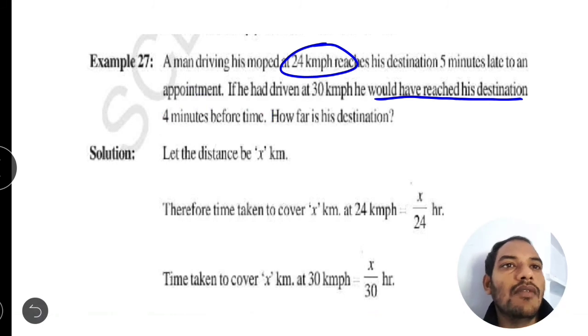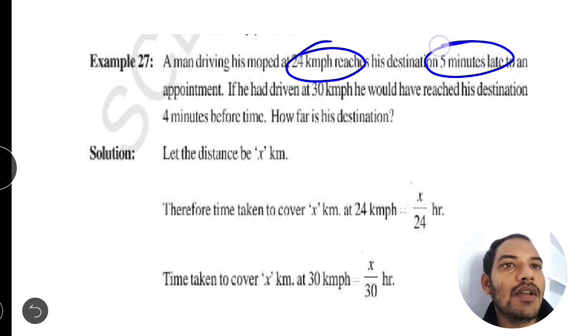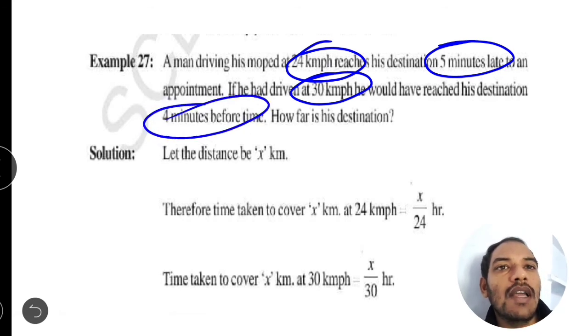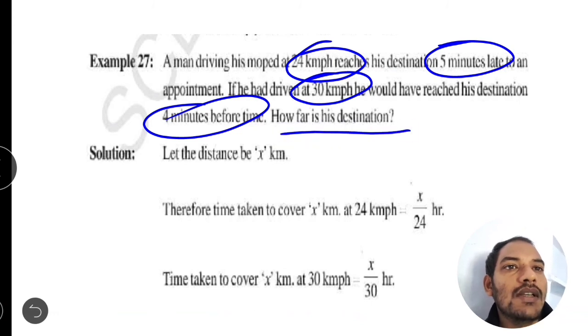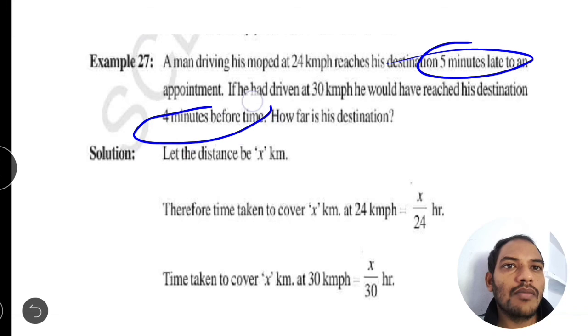Okay, when he traveled the moped at 24 kmph, the destination was reached 5 minutes late. But when he drove the moped at 30 kmph, then what happened? The destination was reached 4 minutes before the time. So that means early. How far is his destination? As per the question, he gave two times. One is 5 minutes late, another one is 4 minutes before time.